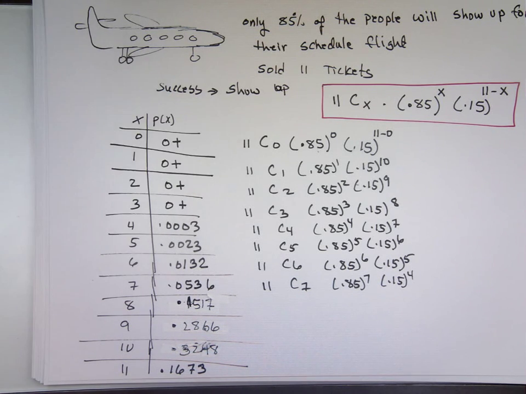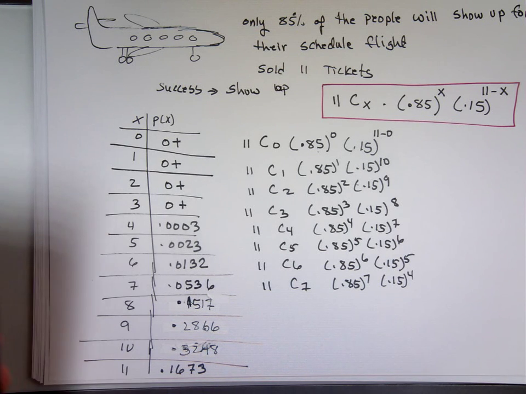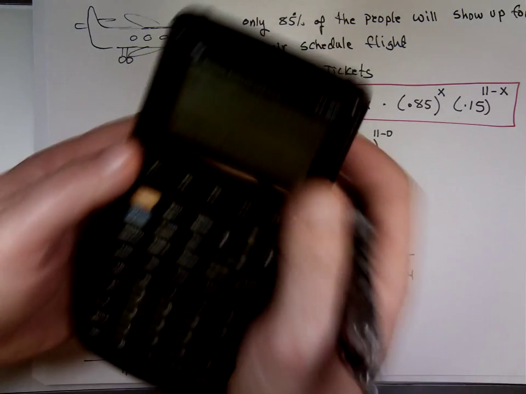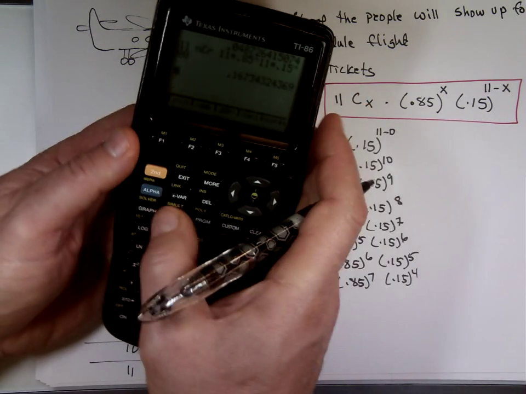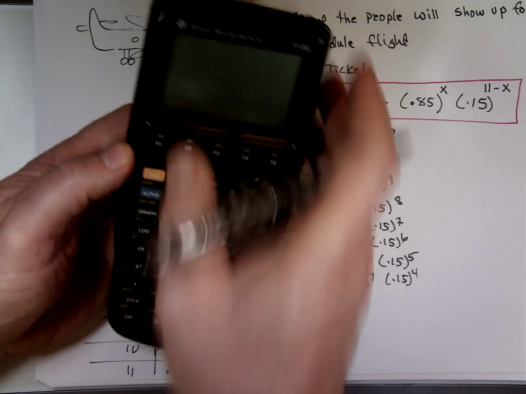I like what he did there, so I don't want to retype this equation again and again. What you do is enter the equation, as if you were going to graph it. Where's my graph here? Here we go, graph. I can type the equation.